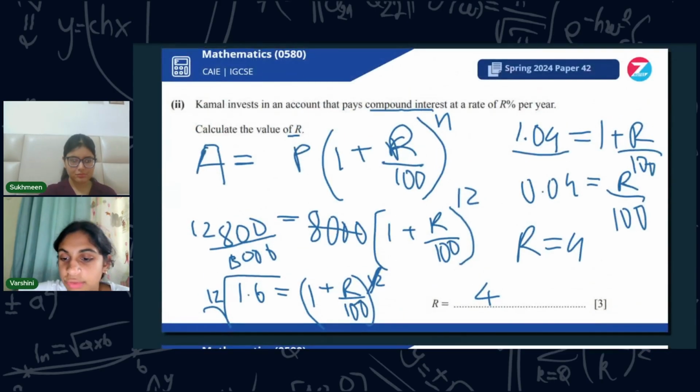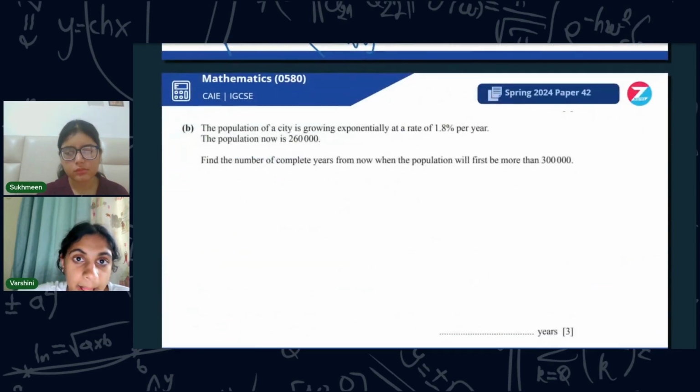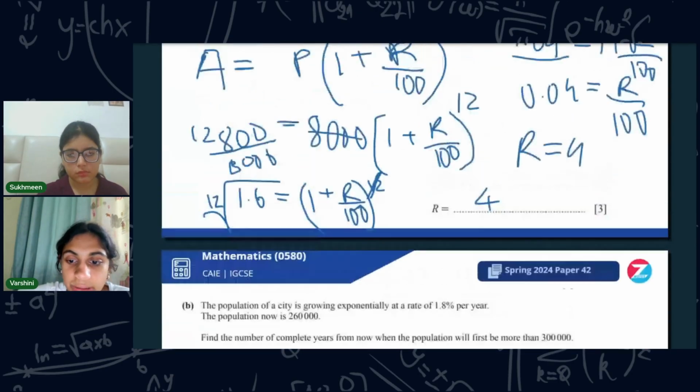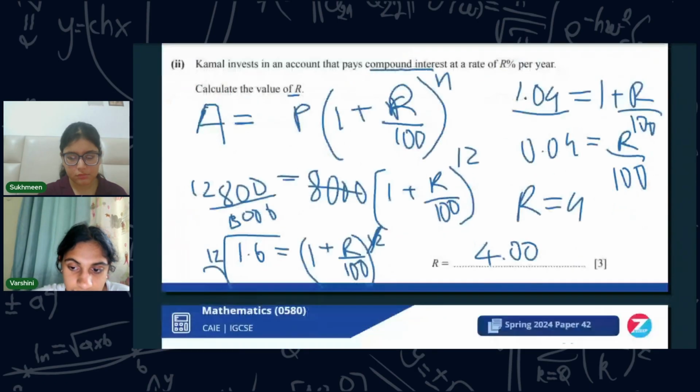Also, you should get 3.99, which you can round off to 4. Oh, don't forget, 3 significant figures.